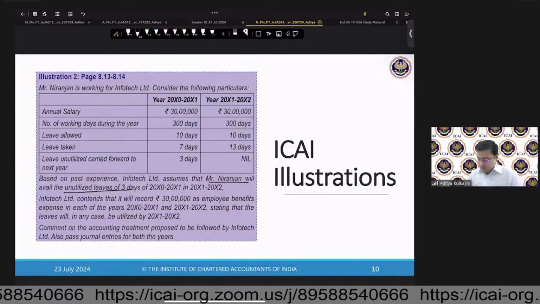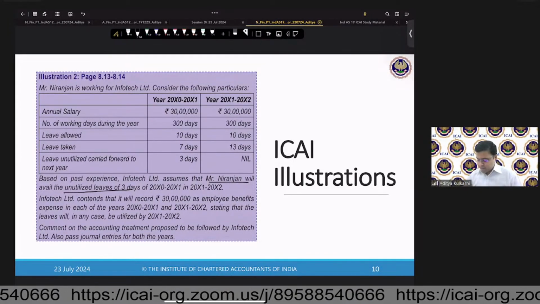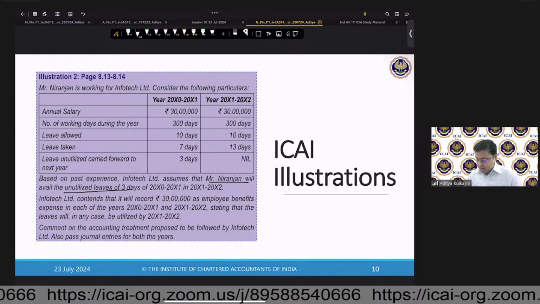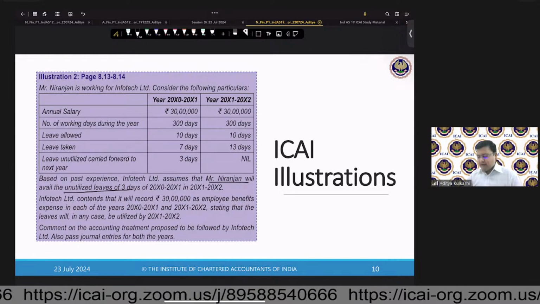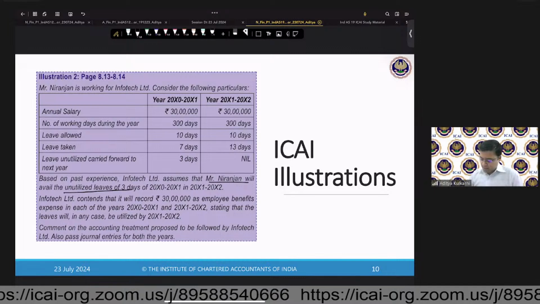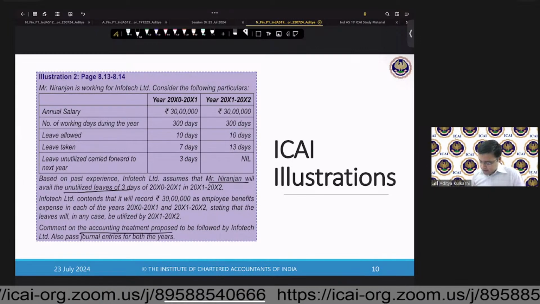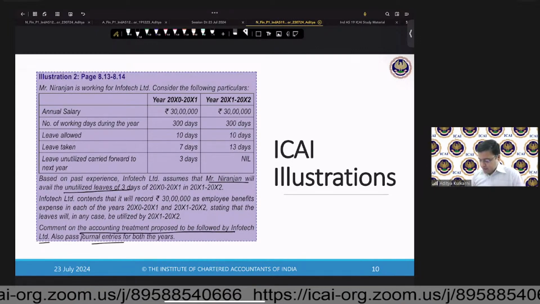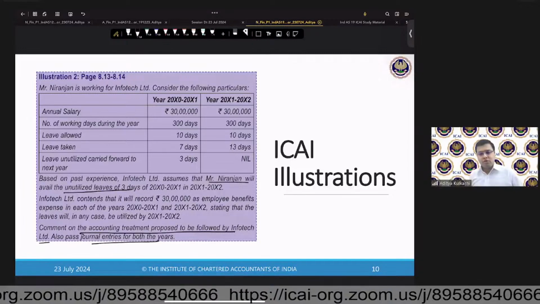Infotech contends it will record 30 lakhs as employee benefits in each of the years 1 and 2, stating that leaves in any case will be utilized by the end of the second year. Comment on the accounting treatment proposed to be followed by Infotech and pass journal entries for both the years.